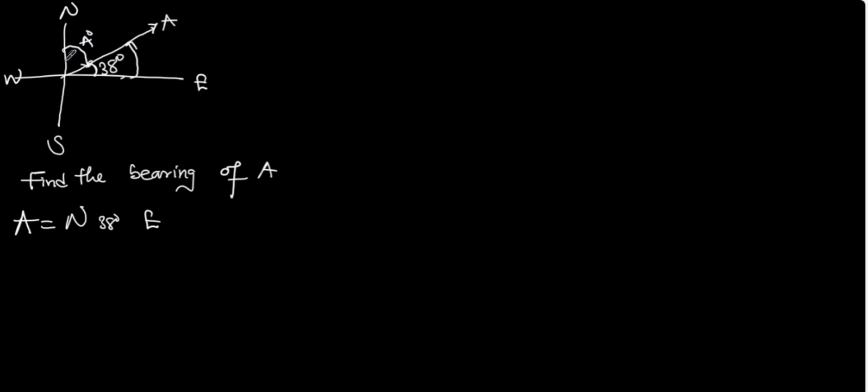Now, we know that from the north to the east is already 90 degrees. And from A to the east is already 38 degrees. So for us to get from north to A, it means we subtract 38 from 90, and that gives us 52 degrees. So that means that the bearing of A is starting from the north 52 degrees towards the east.